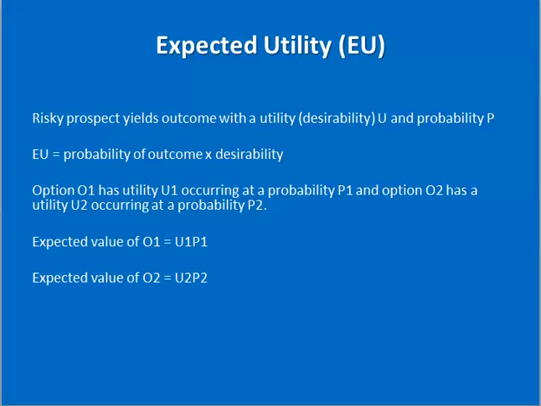So if option O1 has a utility U1 occurring at a probability P1, and option O2 has a utility U2 occurring at a probability P2, the expected value of option 1 is U1 P1 and option 2 is U2 P2. This is really a very simple concept, and I will illustrate it by giving an example of a lottery.